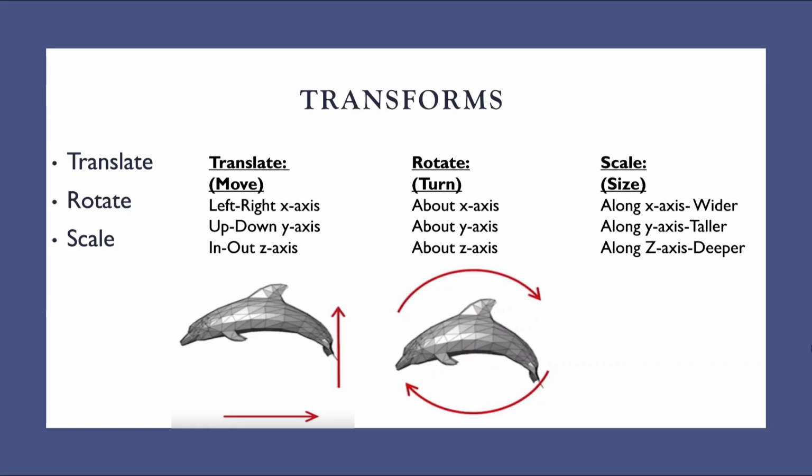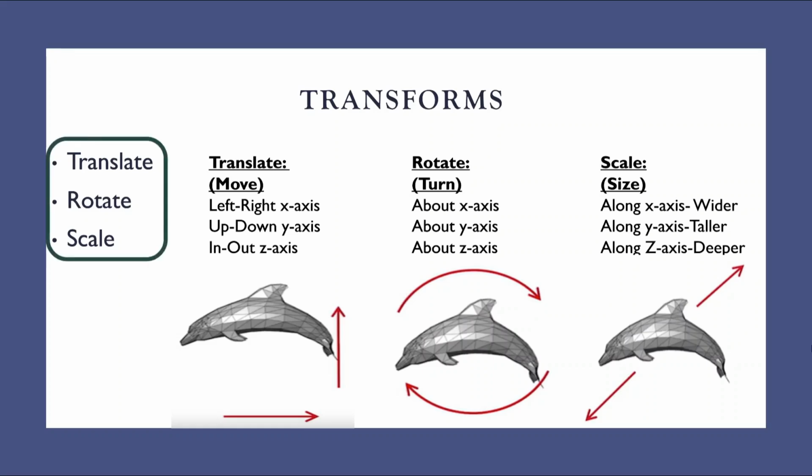If you want to make the objects wider, you can go with the x-axis. If you want to make the objects taller, you can go with the y-axis. If you want to make the objects deeper, you can go with the z-axis. You can see here, we have an option there. We can make use of that option and increase or decrease the size of the object. So this is totally about your transformation. We can perform translate, rotate and scale.